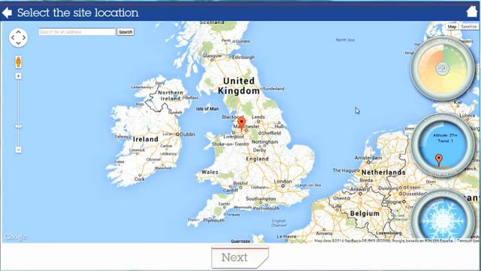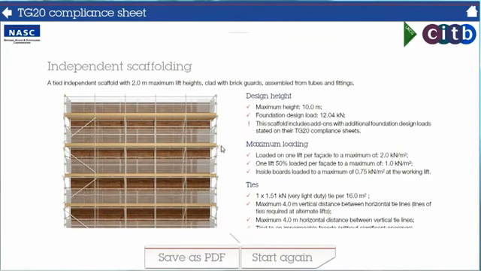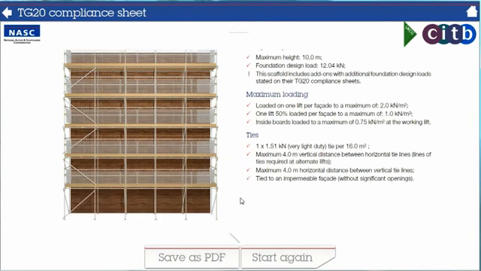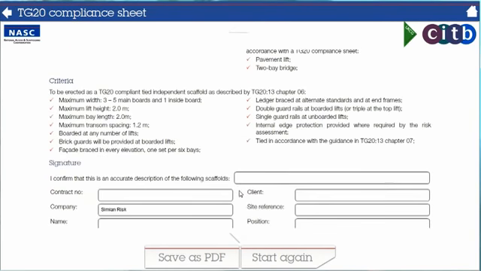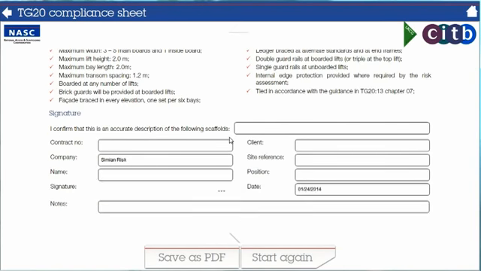The software automatically completes the wind load calculation. It identifies the wind factor, our altitude above sea level, and the seasonal factors. And there we have our compliance sheet. It contains all the essential information you need in order to build a compliant scaffold. The compliance sheets need to be read in conjunction with the advice given in the TG20 operational guide.